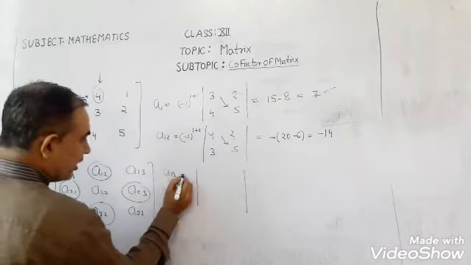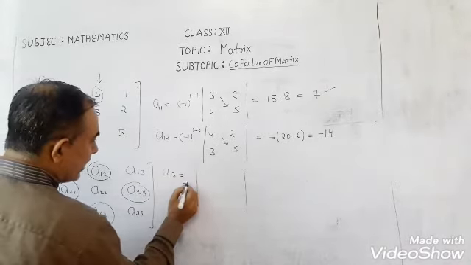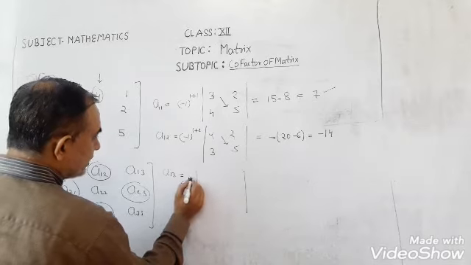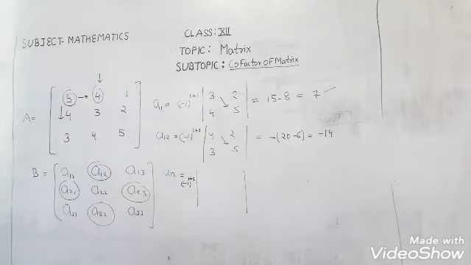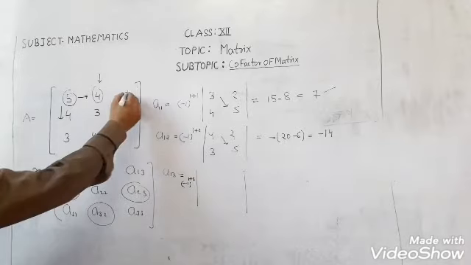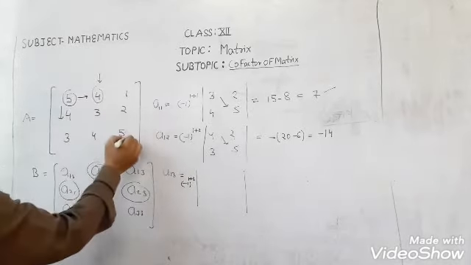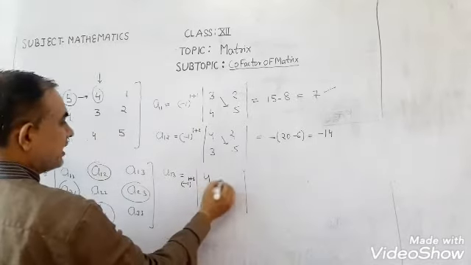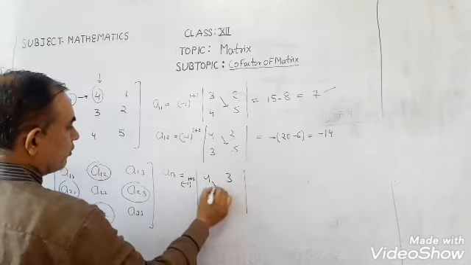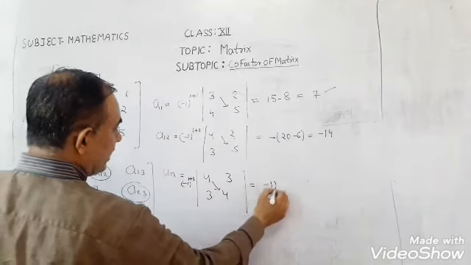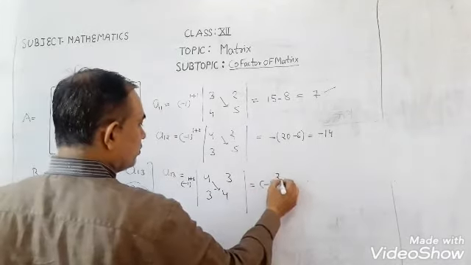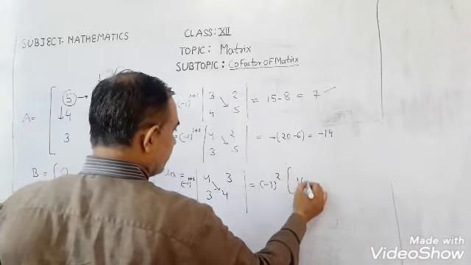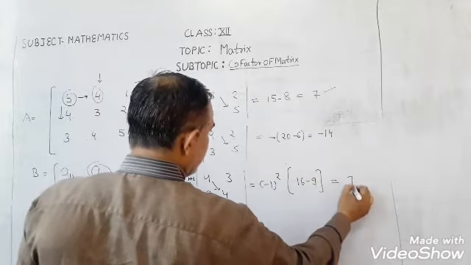Similarly, if we have to find the A13 element, that will be minus 1 raised to power 1 plus 3. Now A13 is here, so we leave this row and this column. The remaining elements are 4, 3, 3, 4. We write here 4, 3, 3, 4 and cross multiply it. We get minus 1 raised to power 2, and if we solve that, we get 7 here.